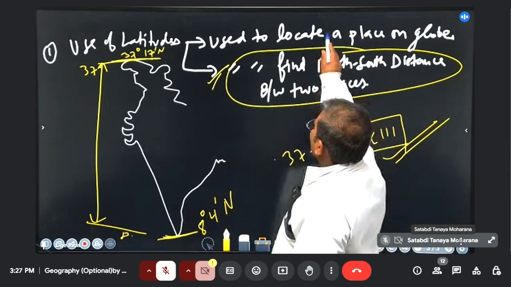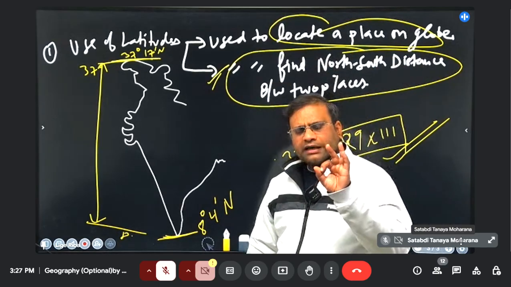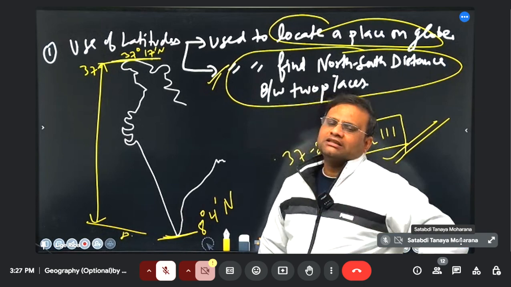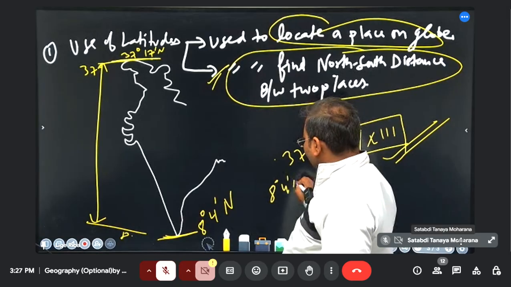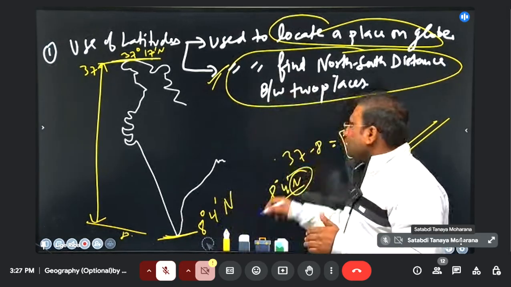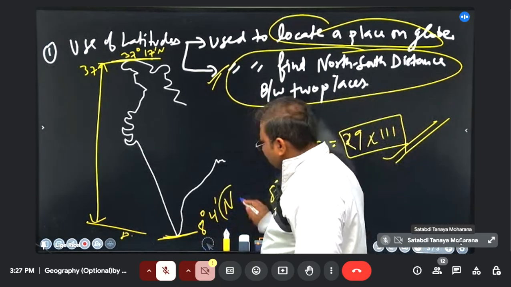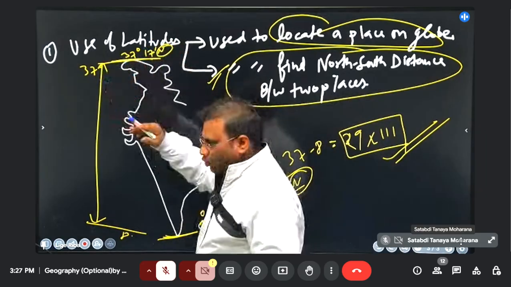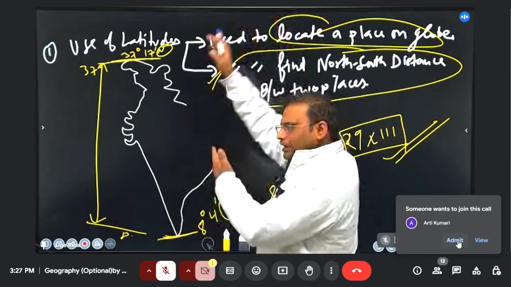Second, they are used to locate a place on the globe. If you know the particular latitude and longitude of a place, you can exactly tell where that place is. Like if I give you the south of India as 8 degree 4 minute north, by looking at the N, you can say it is in the northern hemisphere. The southernmost part of India is in N, and the northernmost part of India is also in N. Both corners are in N, which means India is in the northern hemisphere.